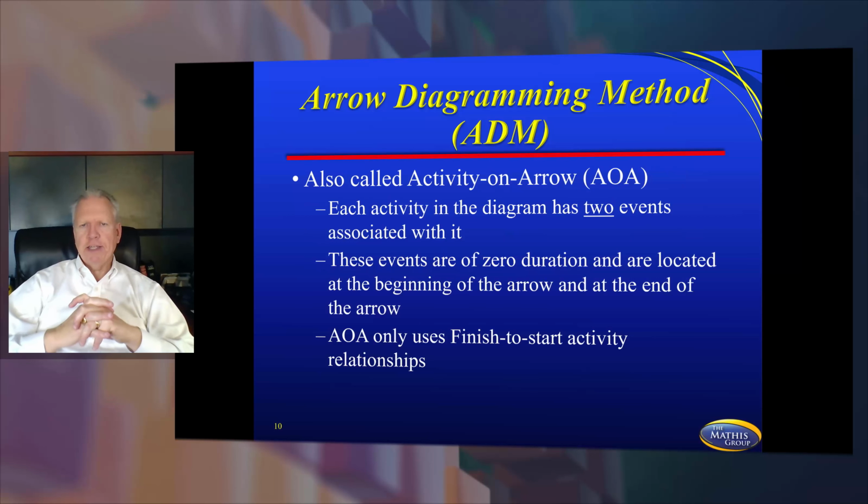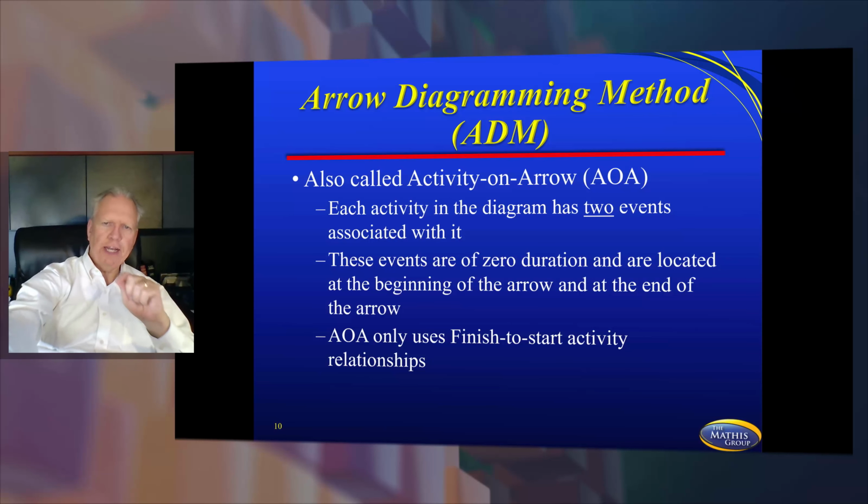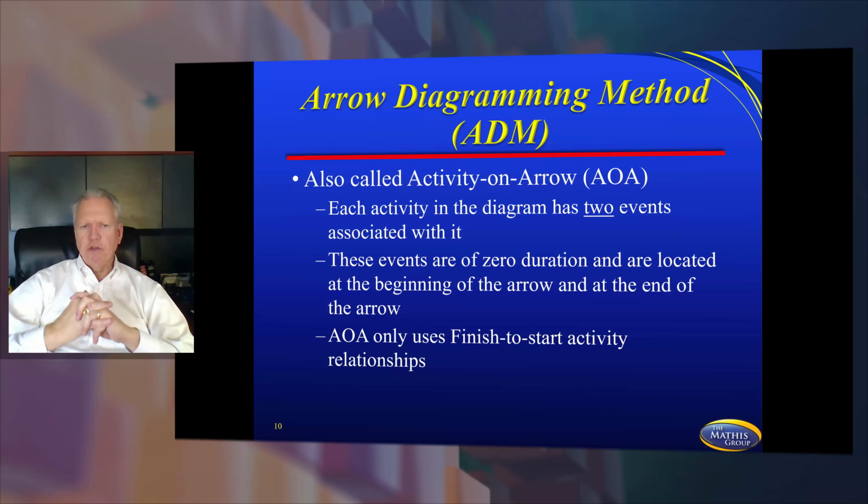This is also called activity on arrow, AOA. This is also called the arrow diagramming method, ADM. Now, for ADM or AOA, this only uses a finish to start relationship. So the activity on arrow relationship never uses a start to start or a finish to finish. It only uses a finish to start relationship. So on the test, for those of you who are taking the PMP test, if it ever talks about a start to start relationship, it's never going to be an activity on arrow relationship.